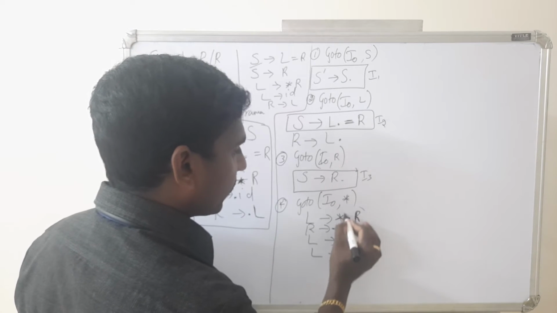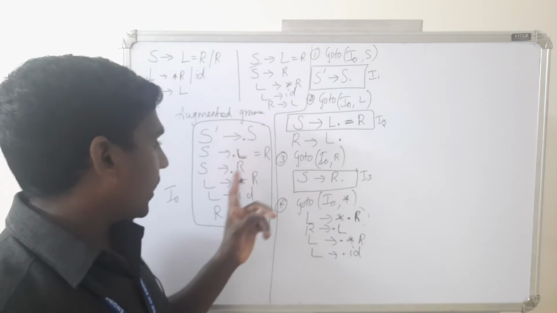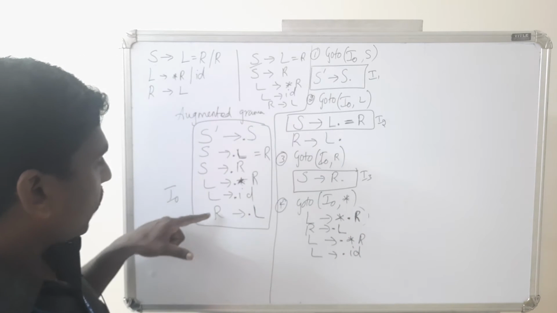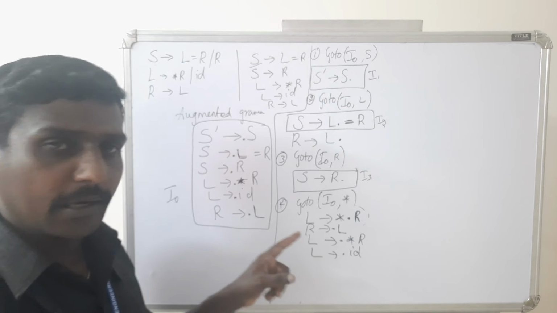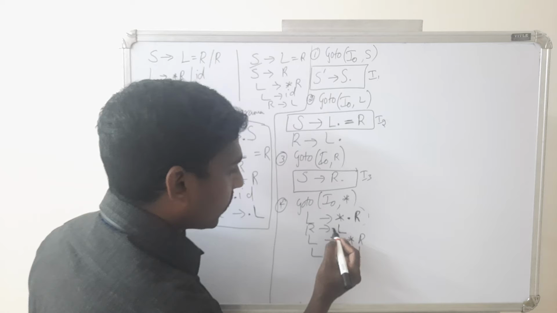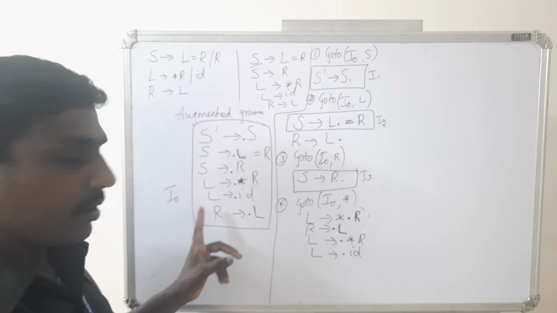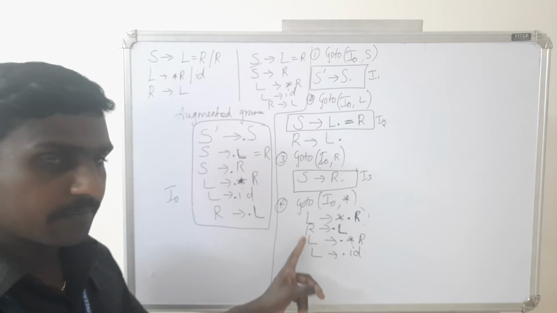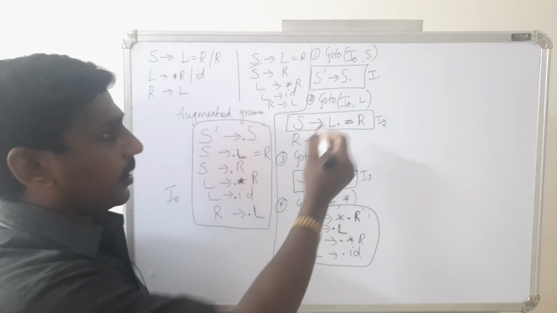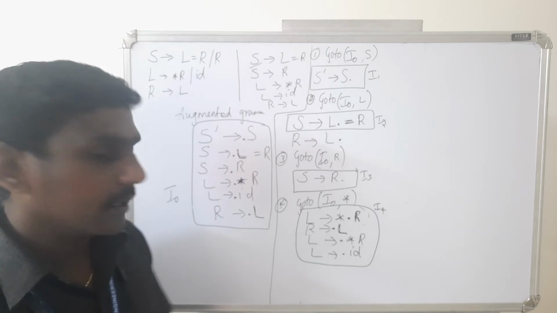Clear? Once again, when I move the dot one step forward, it comes near the variable R. So in this case we want to check I0 for this R. Since it is a variable, we check I0 for R. I0 R is R tends to dot L. So we want to write R tends to dot L. When I write R tends to dot L, again the dot comes near another variable L. So again we see I0 and write the L productions. So this grammar is different from I0, I1, I2, I3. So I will mark it as I4. Clear?